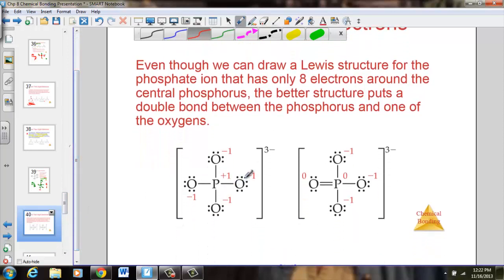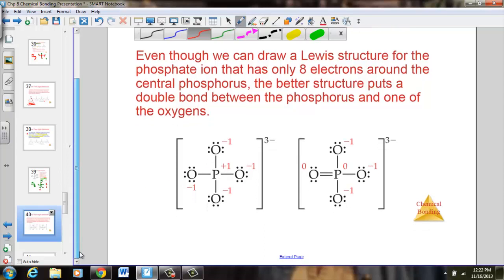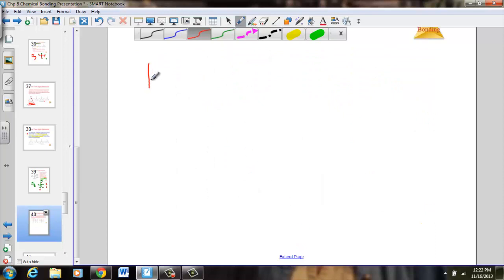If we had not expanded the octet, sometimes we'll see structures where formal charges develop. Shall we try one together? Let's try one together. I'll scroll down. Let's draw the polyatomic ion called phosphate. This is the top of page 8 if you're looking at your notes. PO4 carrying a -3 charge, the polyatomic phosphate. Let's take a peek at following the rules and drawing this particular structure.